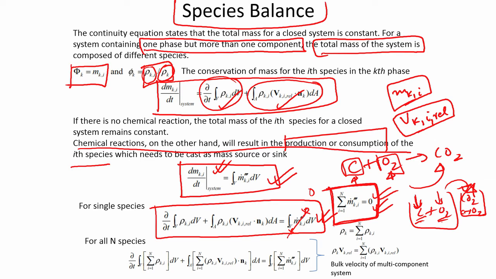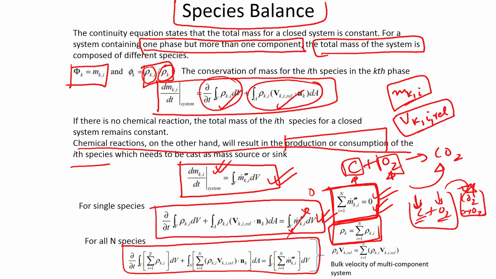And one other thing is that the total density is nothing but the sum total of the densities of all the individual components or individual species. So for all the n species you just need to sum together this expression correspondingly over n. N is the total number of species, not the number of phases though.